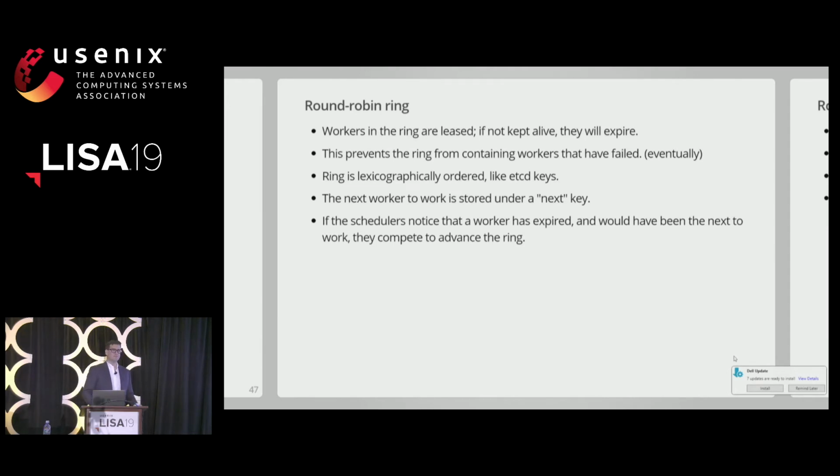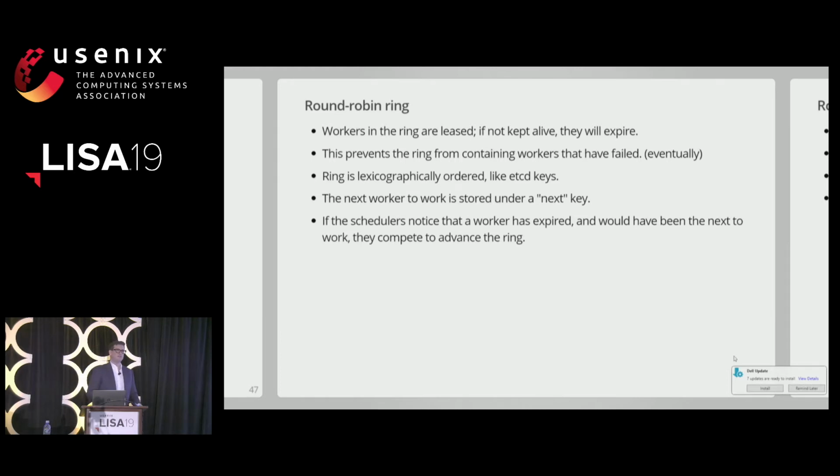So the workers themselves in the ring are also leased. They are leased keys. So if they don't keep checking in, then they'll be kicked out of the ring. And that keeps the work happening, right? If the workers go away, we don't want to have to go and administer the ring. We just want the ring to be aware of that. And we want the workers to actually come back, re-up themselves in the ring.